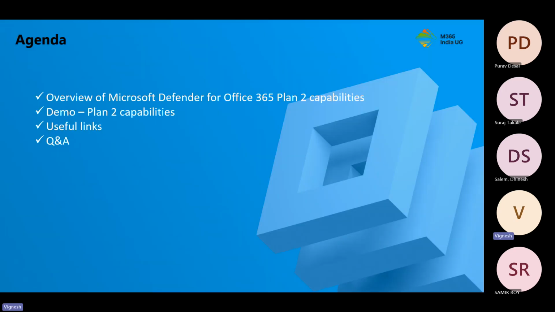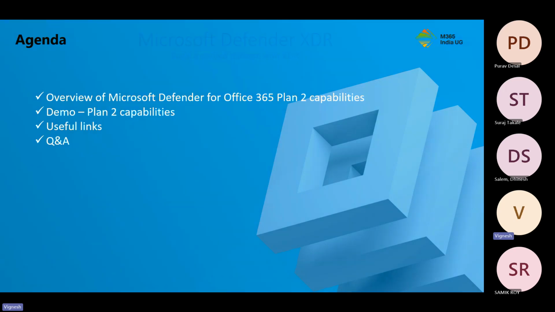All right. So in terms of agenda, we have a very crisp agenda today. I'll begin by talking about the overview of Microsoft Defender for Office 365 Plan 2 capabilities. And then we have a demo planned on the Plan 2 capabilities. In last week's session, we demoed 3 to 4 Plan 2 capabilities, and in today's session, we are planning to demo the remaining 3 to 4 capabilities, so that we've got everything covered. Then I'll also be sharing some useful links, which should help you to get started with the Plan 2 capabilities. And finally, we'll be opening for the Q&A.